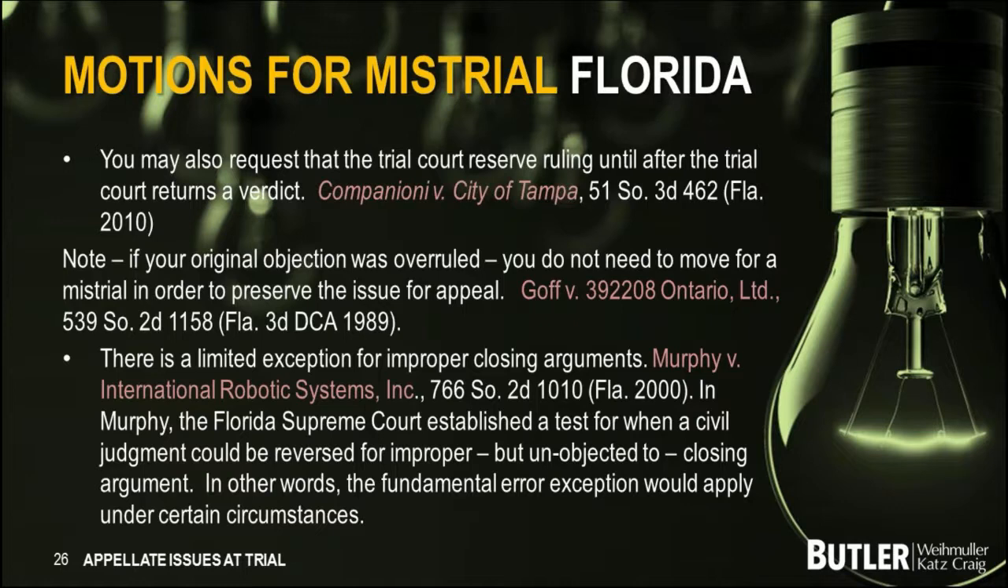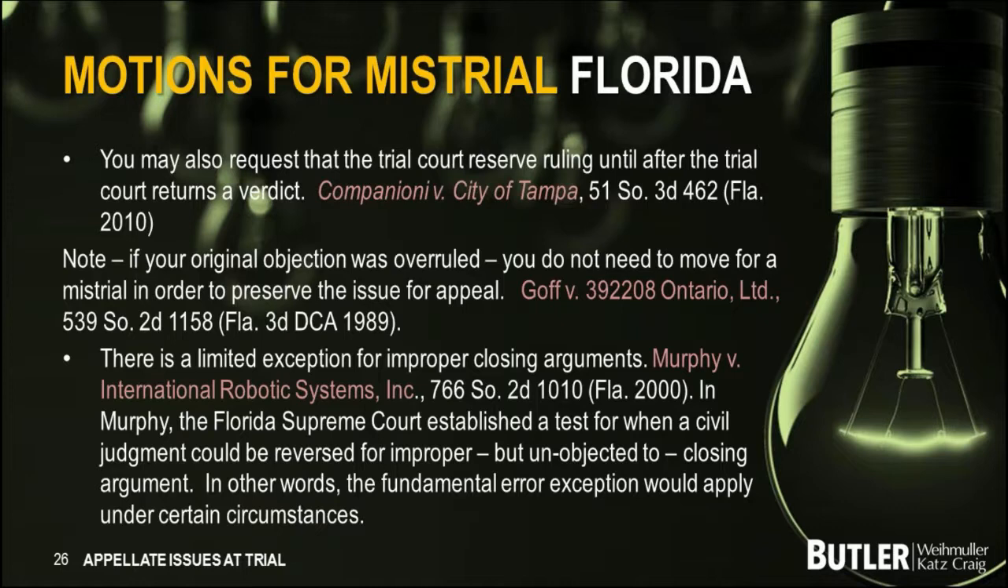And another, in terms of improper closing argument, the Murphy case is a case to be aware of. To me, this is very much an outlier case and an exception. Basically, in Murphy, if for whatever reason you didn't object, and you really didn't preserve the error as to improper closing argument in the trial court, Murphy gives you sort of a catch-all, a test for when the judgment could be reversed even though you didn't object, but the argument was so over the top and improper that essentially the fundamental error exception will apply.